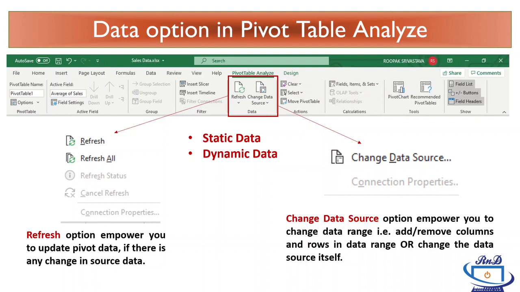Hi, when we work with a pivot table, we are actually working with the source data. The source data can be of two types, static data and dynamic data. What do I really mean by static and dynamic data?